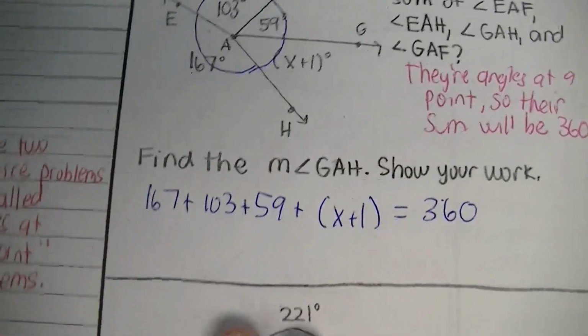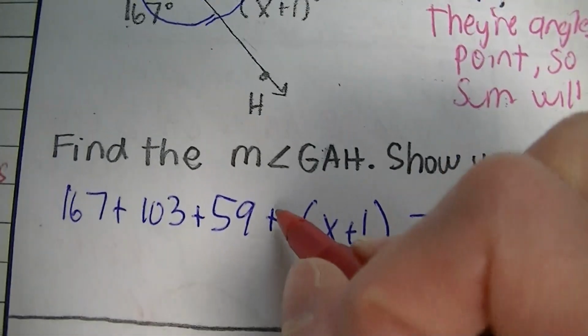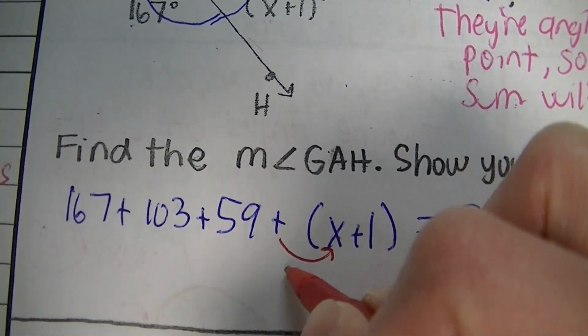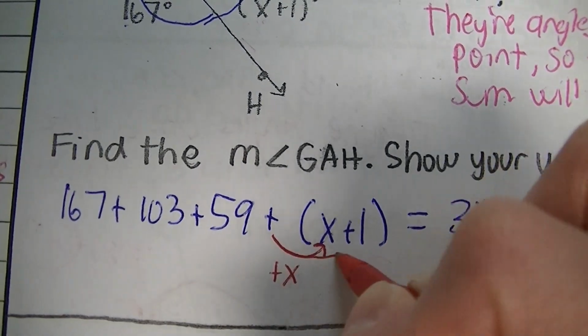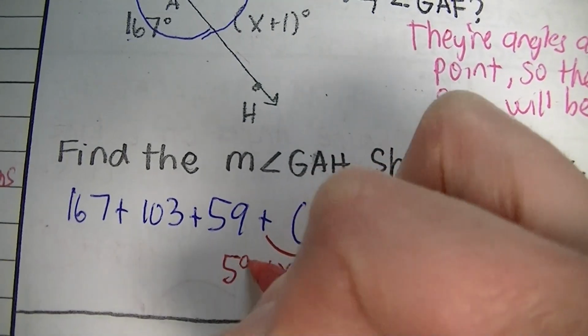So what we need to do from here, I see some parentheses, and I know when you see parentheses and you see a symbol or a number directly in front of it, you want to distribute it through. So a positive times an x is a positive x. A positive times a positive 1 is a positive 1. Okay, bring everything else down, please.